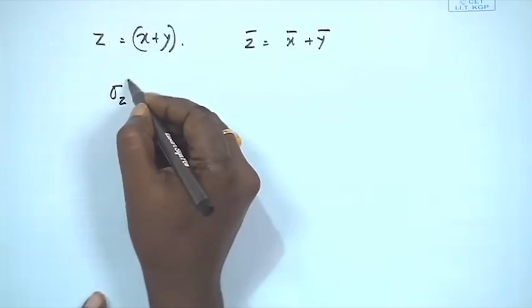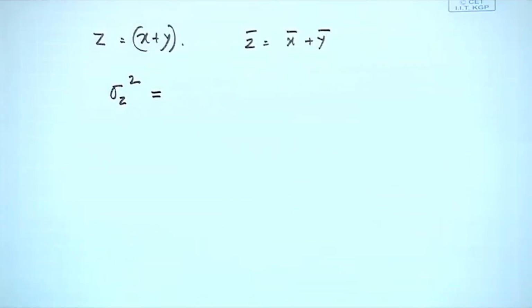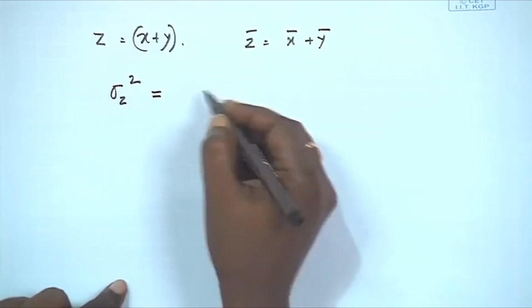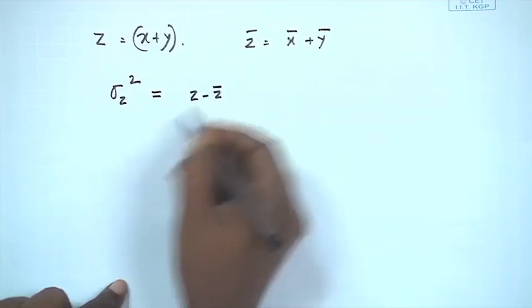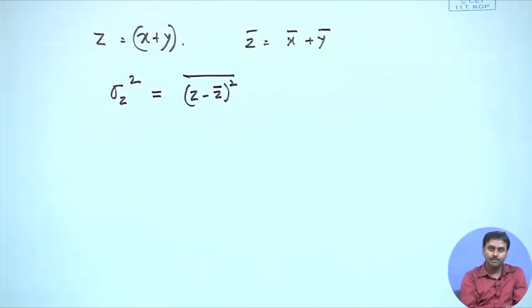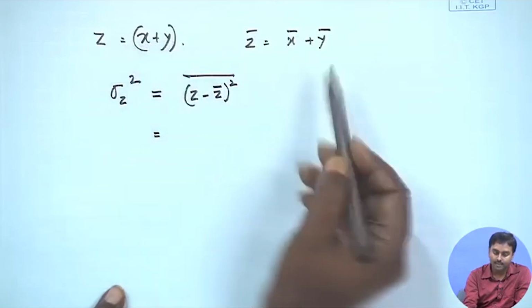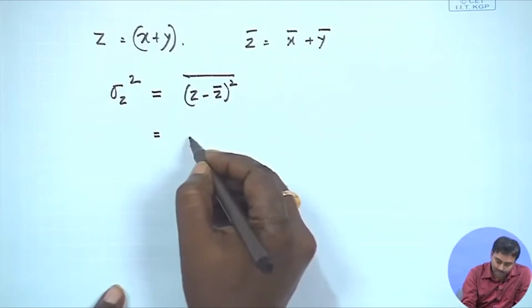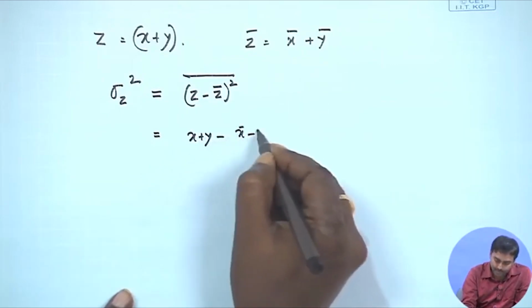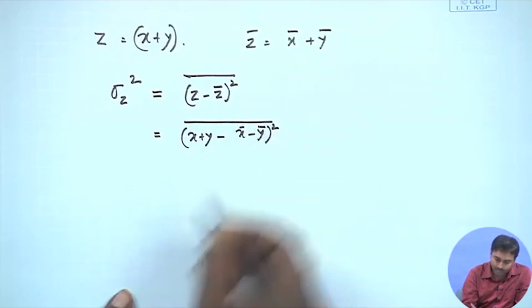So, I would like to calculate this sigma z square, which is the variance of z. Z is a new random variable which is constructed by making x plus y, where x and y are two independent random variables. Okay. So, sigma z square is nothing but we have already characterized that, z minus z bar whole square bar. So, this is the average of that random variable minus mean square. Now, replace z by x plus y and z bar by x bar plus y bar, I can do that. So, this is x plus y minus x bar minus y bar whole square, right.